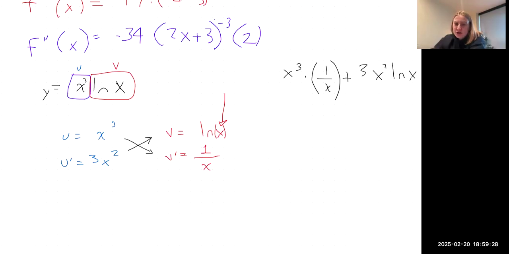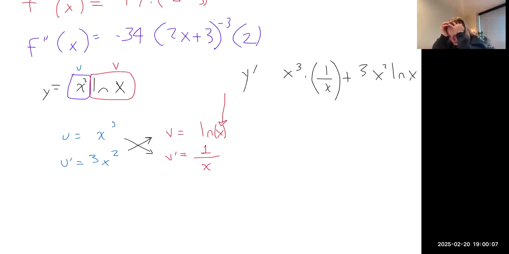It doesn't matter which order: u times v prime, and u prime times v. As long as one of them is the derivative and the other is not, and then you switch and do it the other way. And now we're starting. I can write y prime equals.